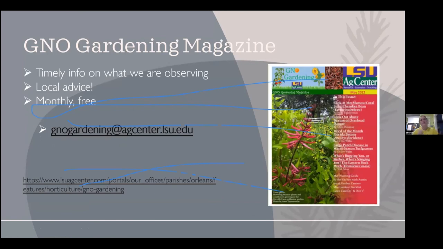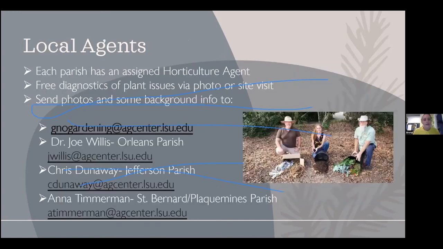We also have the GNO Gardening magazine. It comes out monthly. This is free, and it's timely articles and advice on what me, Dr. Joe, and Chris are seeing each month when we're out and about on our routes. It's local advice, and you can sign up by sending an email to gnogardening@agcenter.lsu.edu.